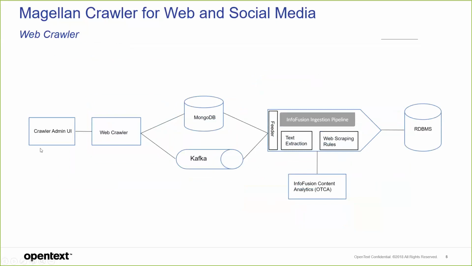So here's a much smaller one, right? There's a crawler admin UI, the web crawler itself. We use MongoDB and Kafka for the orchestration and to check which webs we're crawling. It goes into a feeder, which does a text extraction. We'll call it the text mining engine. It uses some web scraping rules and then puts that information into a database.